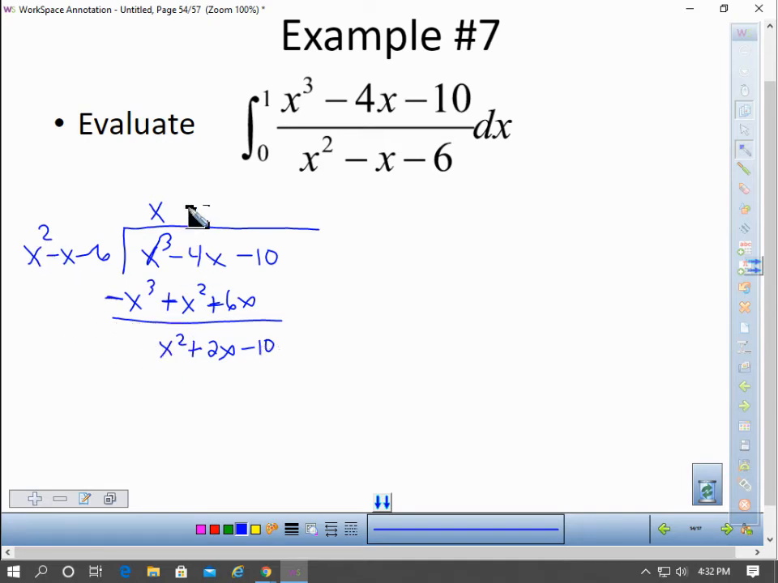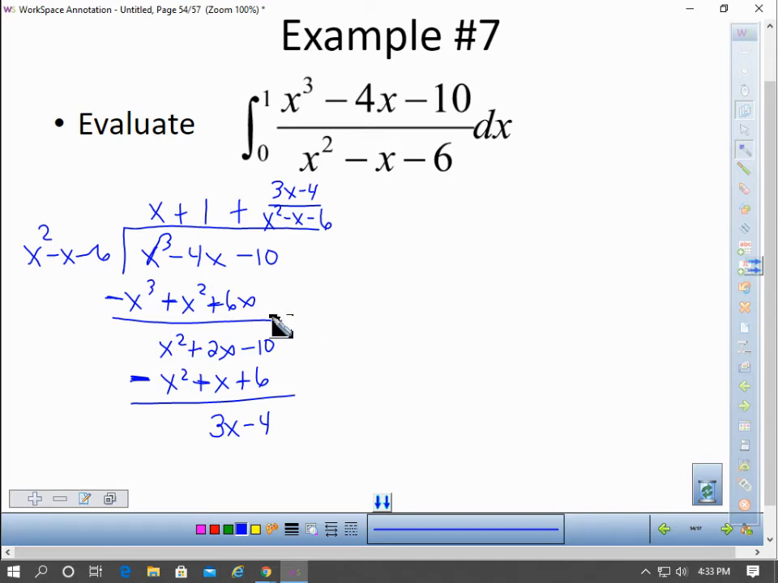x squared into x squared goes one time. So now multiply through by 1. We have x squared minus x minus 6. So now we're going to subtract, and that changes everybody's signs. So then that goes away. 2x plus x is 3x, and then negative 10 plus 6 is negative 4. x squared does not go into 3x, so we have to write this as a remainder of 3x minus 4 over x squared minus x minus 6. All right? So we have to do that.